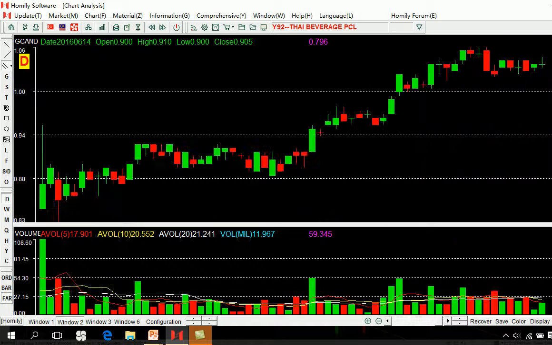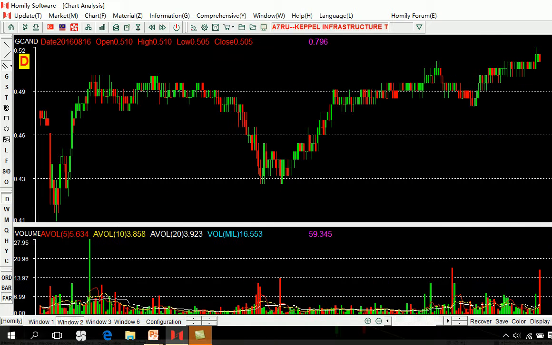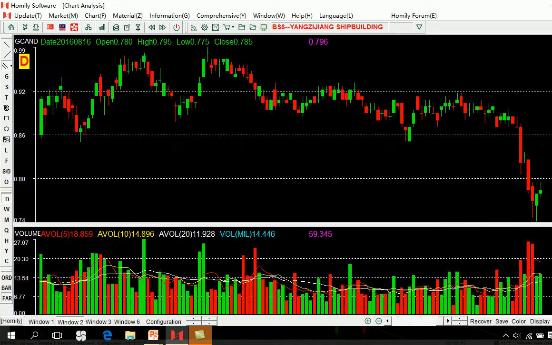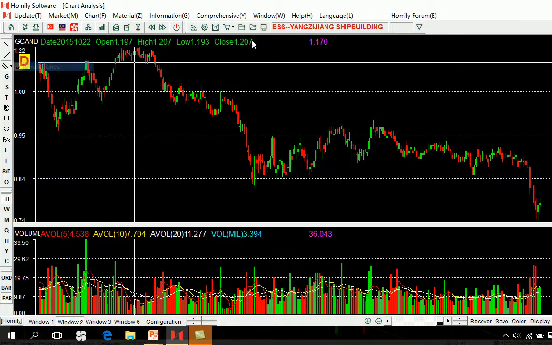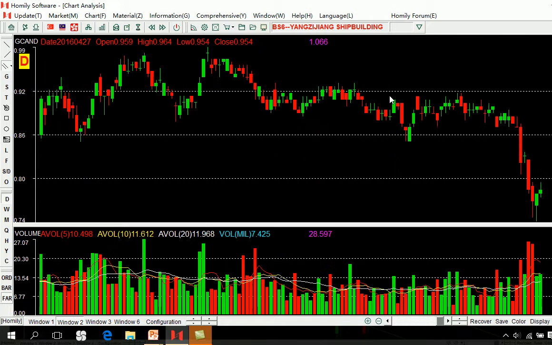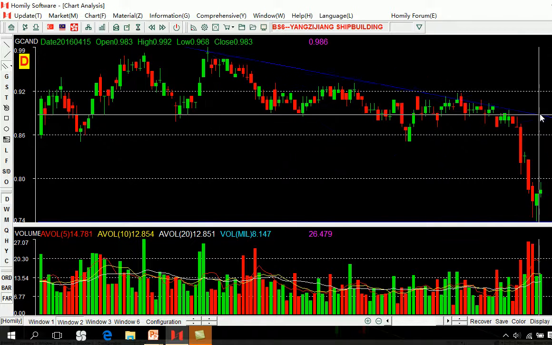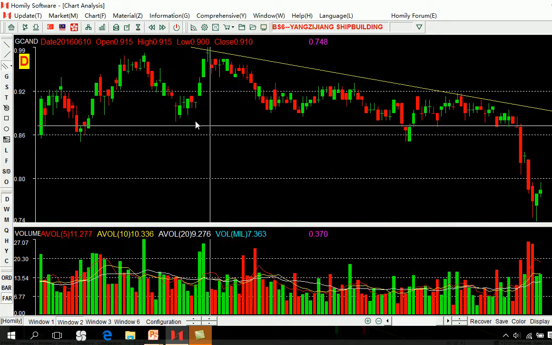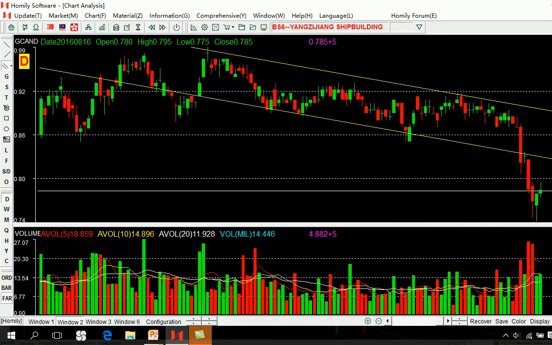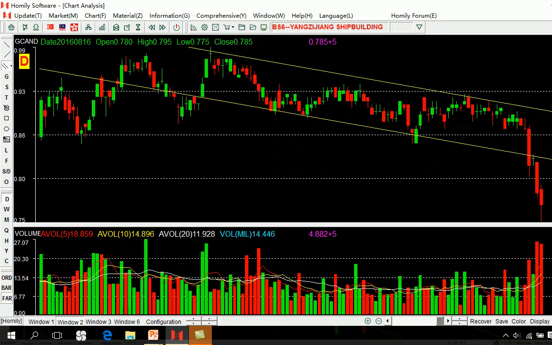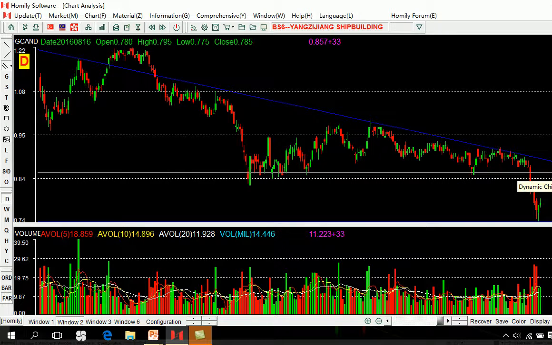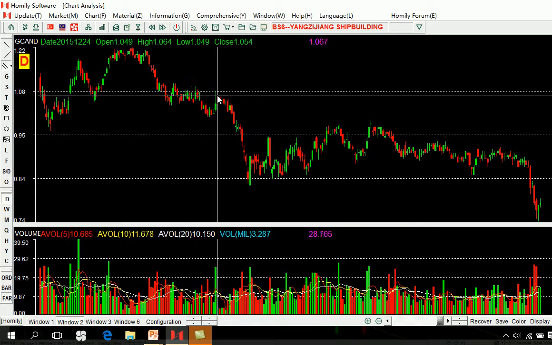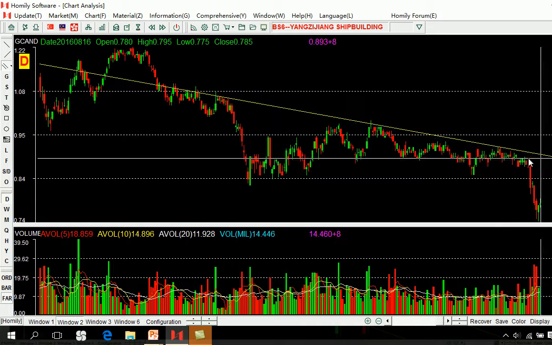Okay, then we can see another stock. So we can see this stock, Yangzijiang. Then we can connect, this is the downward channel. We can connect the high point to the next high point, to see whether this one is effective or not. So firstly, we should connect the high point to the next high point. This is the high point. Then we can connect to the next high point.